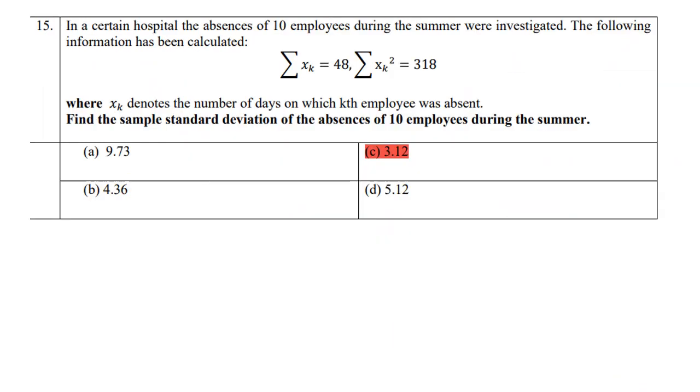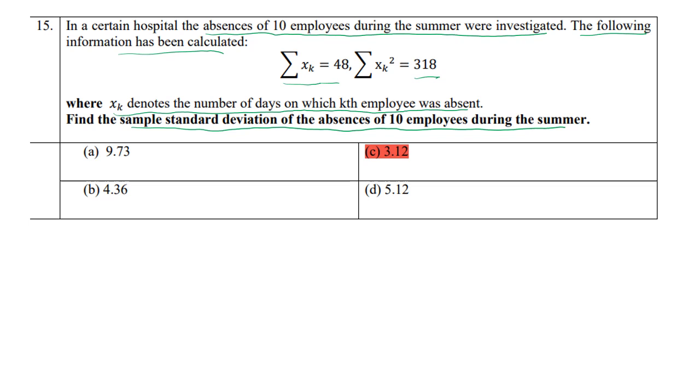In a certain hospital, the absences of 10 employees during the summer were investigated. The following information has been calculated: the sum of xk's is 48, and the sum of xk's squares is 318. The xk denotes the number of days on which the kth employee was absent. So these are the absences; it tells the number of days of absence of the kth employee. Find the standard deviation for the absences of the 10 employees.